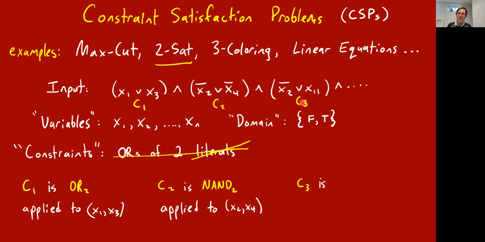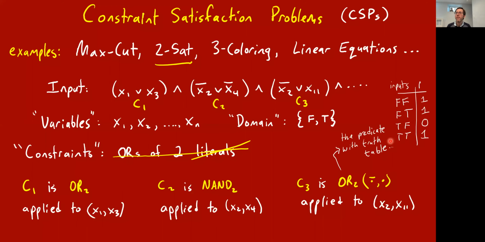Great, so what about C3? C3 is another clause that's constraining x2 and x11. What predicate is constraining x2 and x11 here? Check in the chat. I guess it's like some implication, like maybe implies, but I want to start talking about it this way. Let me just call it this: it's like the OR function, except you negate the first input. In other words, it's the predicate with this truth table. I suppose that's commonly called implies, but very good. Somebody said it in the chat.